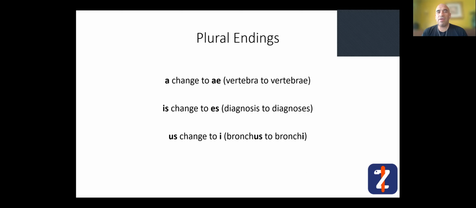All right, here's another one: plural endings. This is where you're going to see a type of word and it adds more of a plural sense. So A changes to AE, like vertebra to vertebrae. All right. The IS changes to ES. Diagnosis and diagnoses. That's another example. Then we have the US changes to I, like bronchus to bronchi. Again, changing it to a plural ending.